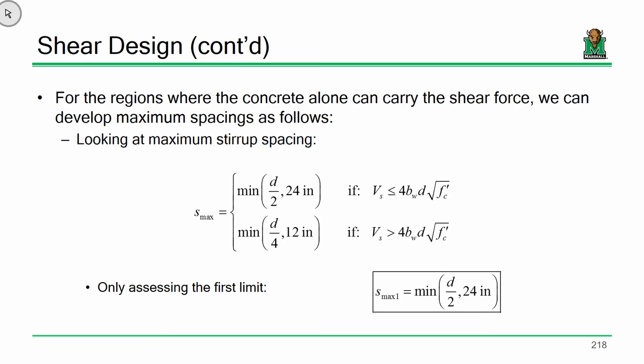Like I said, there are regions where you technically don't need the stirrups from a strength standpoint, but from a safety standpoint, you've got to supply them in order to just meet ACI requirements. So if we look at maximum stirrup spacings, we can look at those regions where we really don't need them and just use maximum stirrup spacing, which is the minimum of d over 2 or 24 inches. Now that's one spacing limit that we get.